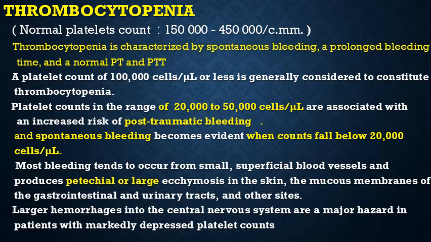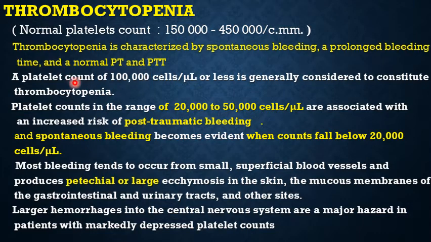Thrombocytopenia. This topic refers to a low platelet count. Some of you might ask, what is the normal platelet count? It's 150,000 to 450,000 per cubic millimeter. Thrombocytopenia is characterized by spontaneous bleeding with prolonged bleeding time and normal PT and PTT.